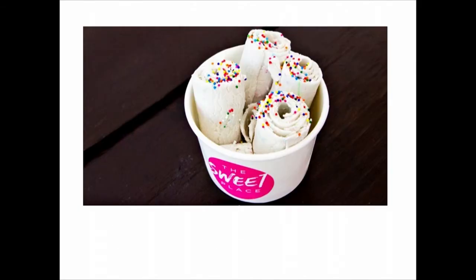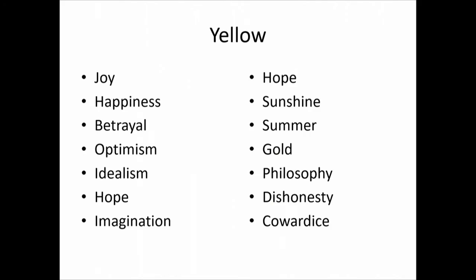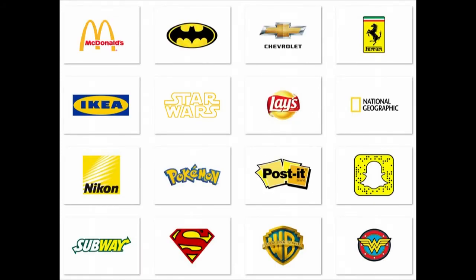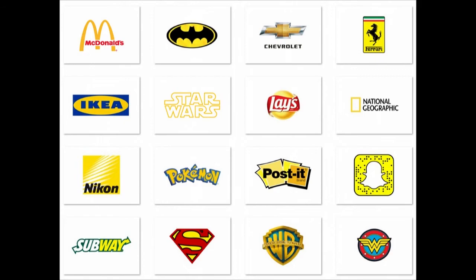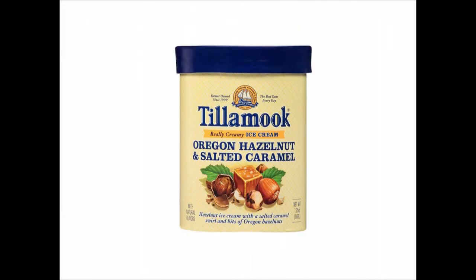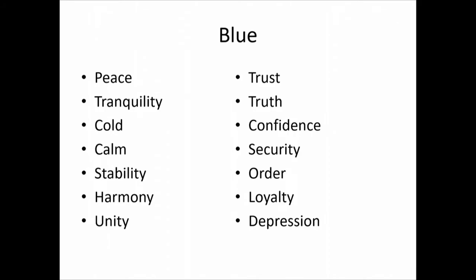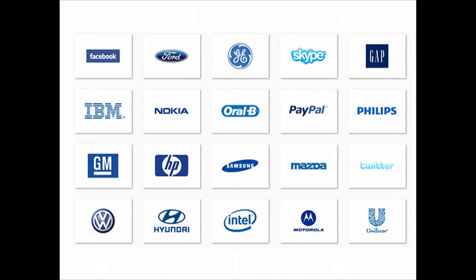These are different brands. Yellow is another brand choice in color: joy, sunshine, happiness, philosophy. Here are some yellow brand choices if you want, Post-it notes. So if we go back, yellow is a sign of joy, happiness, optimism, that sort of thing. Tillamook, you look at Tillamook, blue: peace, tranquility, calm, stability, security. Here are some blue ads.